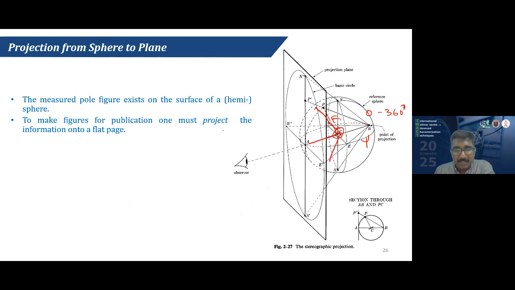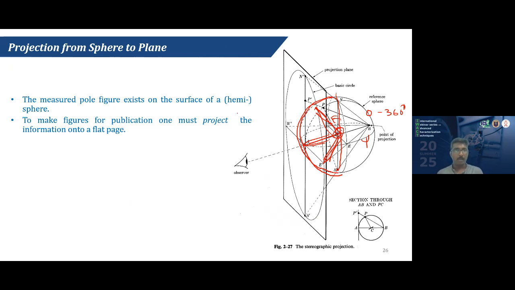As you can see, these poles, these reflections will exist on the surface of a hemisphere. That means the measured poles will exist on the surface of a hemisphere. In order to make it for publication, we have to project these poles into a two-dimensional plane. An example is shown here.